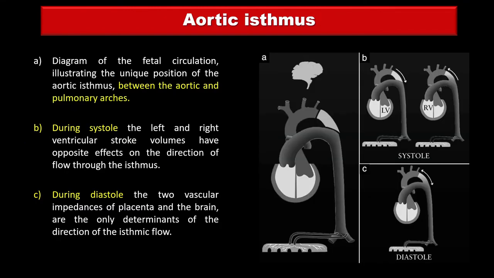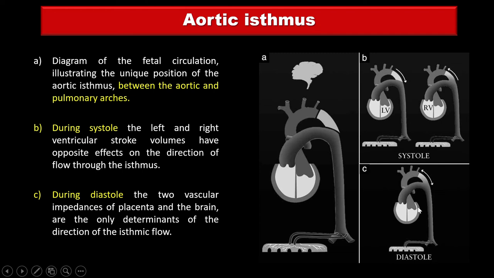Aortic isthmus. Now, this vessel has a strategic location between the aortic arch and the ductal arch. And during systole, the left ventricle, which has oxygenated blood, pushes the blood in antegrade direction through the aortic isthmus, whereas the right ventricle, which has deoxygenated blood, pushes the blood in the opposite direction in the aortic isthmus during systole. But the net flow in a normal fetus is downwards.